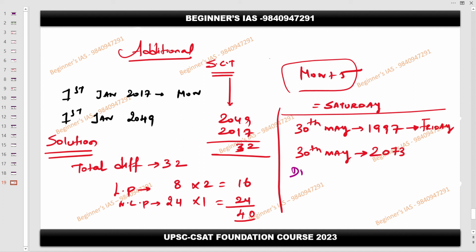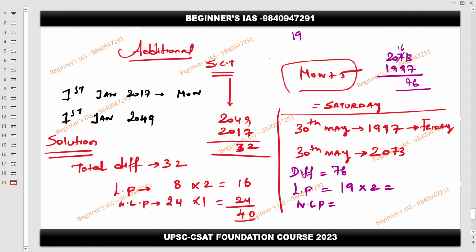What is the difference? 76, sir. Difference 76. So this is the total years. Then leap years. How many leap years are there here? 2000, then 72. 19, yes, sir. 19 leap years. Fine. So, non-leap years: 76 minus 19.